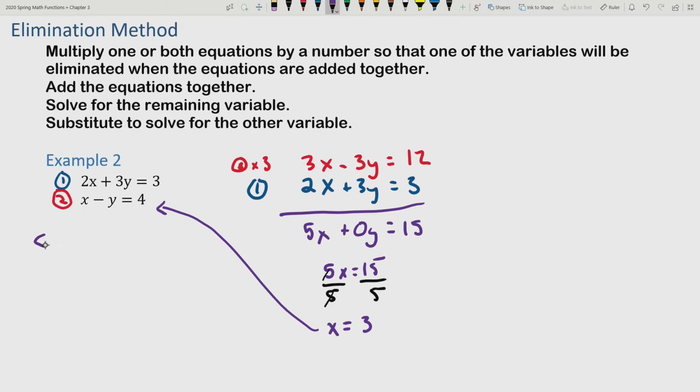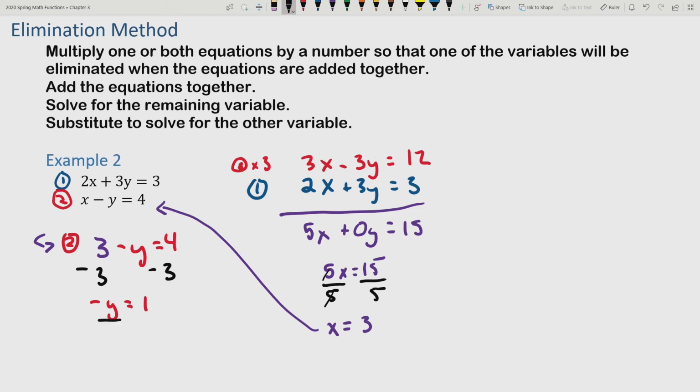I always pick the one that has smaller numbers. So I plug the purple equation, x equals 3, into the red equation, equation 2. That gives me that x, which is 3, minus y equals 4. Now I solve for that y. I subtract 3 from both sides, and I get negative y equals 1. 4 minus 3 is 1.